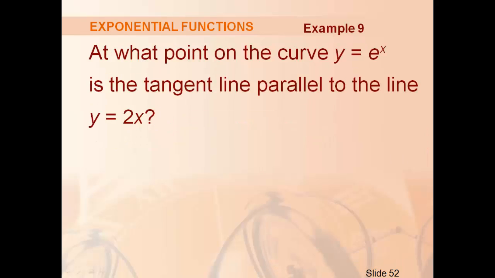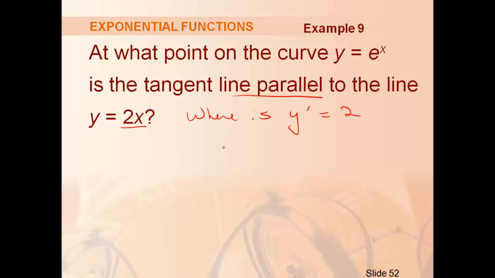At what point on the curve y equal e to the x is the tangent line parallel to the line y equal 2x? If a line is parallel to another line, their slopes are equal. They're asking me to find the point on the curve y equal e to the x where the tangent has a slope of 2. So they're asking me where is the derivative y prime equal to 2.